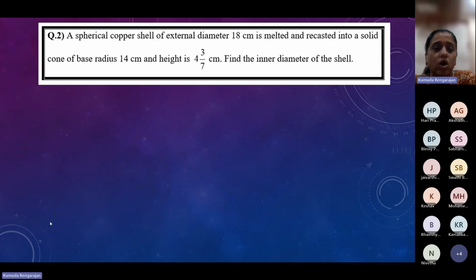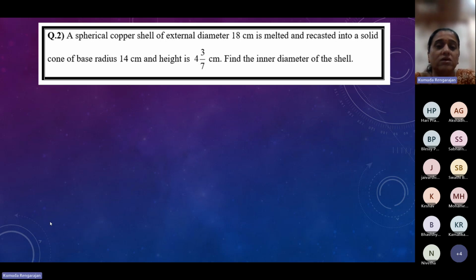A spherical copper shell. Copper is a material like iron. So a spherical copper shell of external diameter 18 centimeters is melted and recasted into a solid cone of base radius 14 centimeters and height 4.3 by 7 centimeters. Find the inner diameter of the shell.